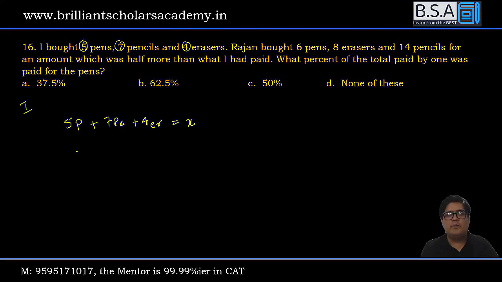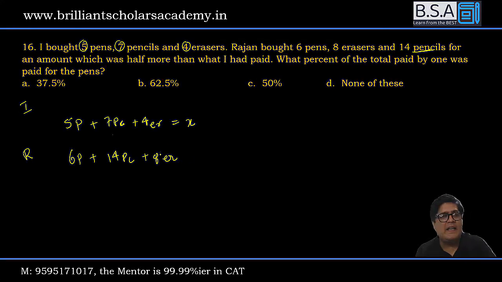What does Rajan do? Rajan buys 6 pens, 14 pencils. Pay attention, pencils are written later. You bring it in the same position, pencils. And 8 erasers. How much did he have to pay? He had to pay half more. So how do you write half more? 1.5, or you can write 3/2x.